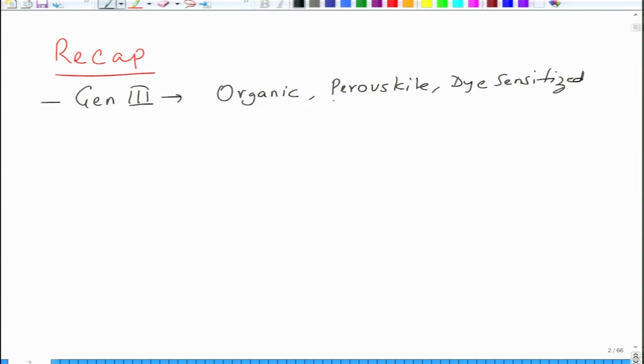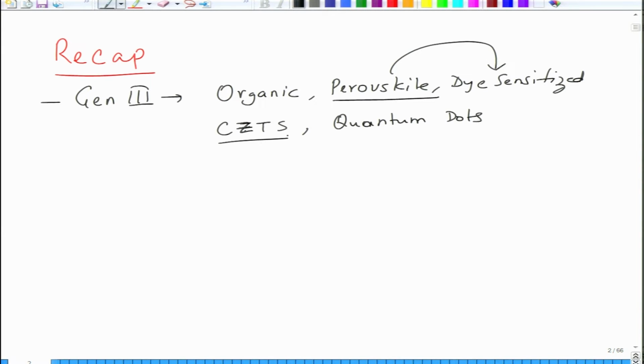And this perovskite is actually a direct extension of dye sensitized solar cells. It has evolved from the same technology. It's just that it uses different materials. You also have copper zinc tin sulfide CZTS and quantum dot solar cells in the same. So, if time permits, we will discuss at least CZTS in this lecture. So, we were talking about organic solar cells.